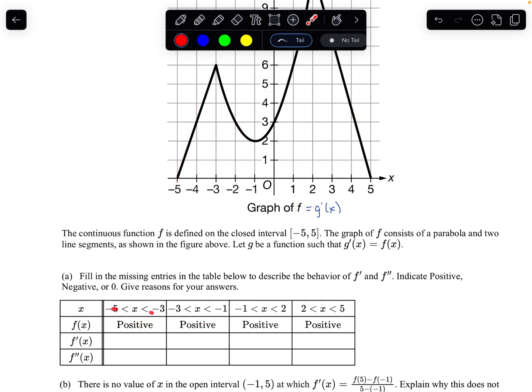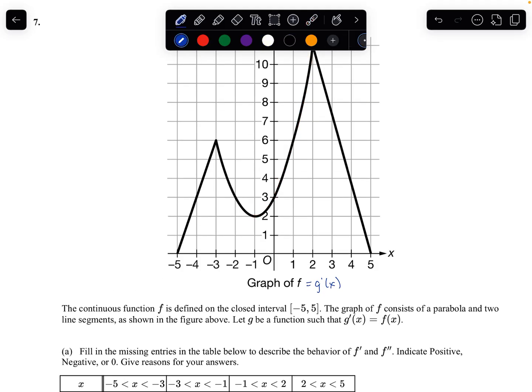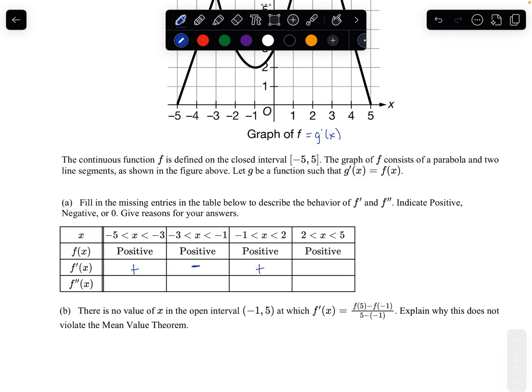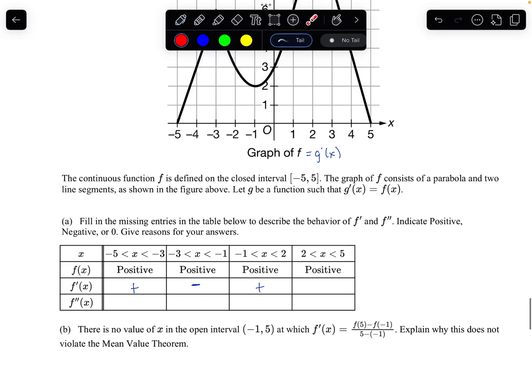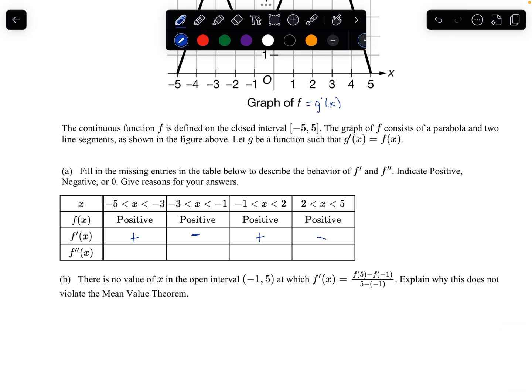So between -5 and -3, what is f prime? You can see that the graph is increasing, so that means that f prime is positive. Okay? And then between -3 and -1, it's decreasing, so it's got to be negative. Between -1 and 2, we're increasing, so that means that f prime is positive. And then between 2 and 5, decreasing, so that means f prime is negative. All right, and then double prime.